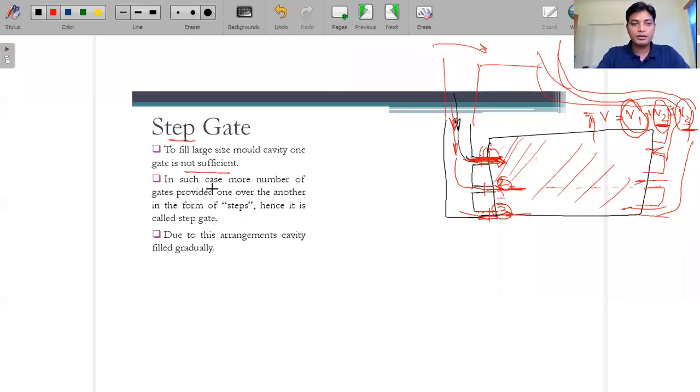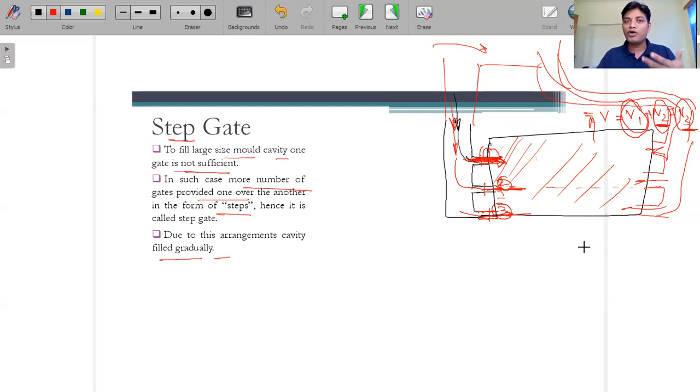Guys, sorry for the disturbance. So this is the step gate we use to fill a large-size mold cavity, and for that one gate is not sufficient because it will take a lot of time. In such a gate, we have to provide more gates, one over the other, in a stepped shape. So this is the first, the second, the third, like that. Due to this arrangement, the cavity is filled gradually.